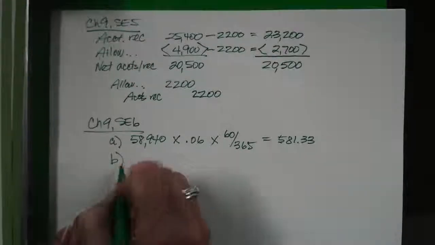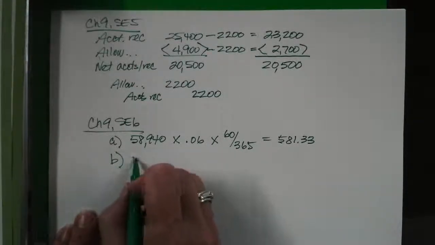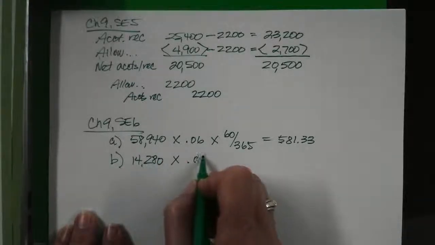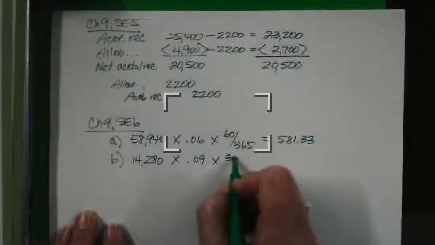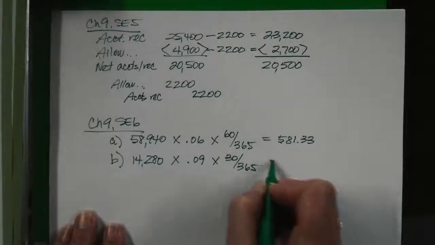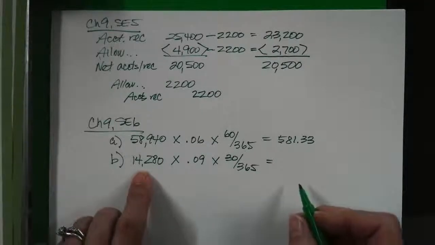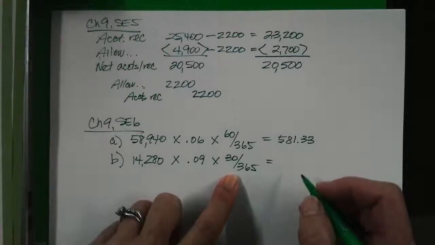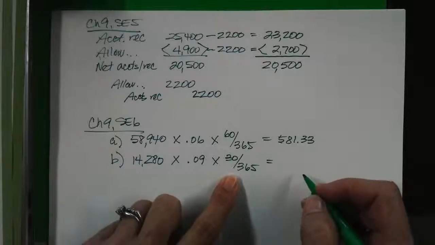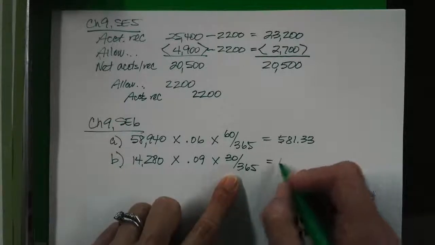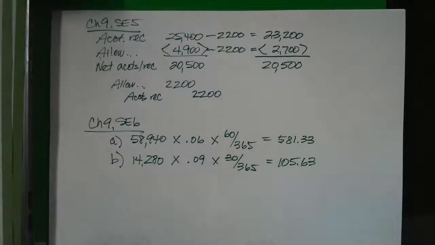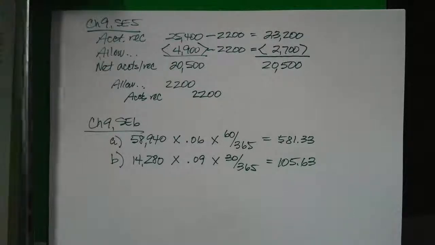Okay? B, it says we're owed $14,280 at 9% for 30 days. So $14,280 times 0.09 times 30 divided by 365 works out to be $105.63. Okay, then you try it for the remaining problems. I know that you can do it.